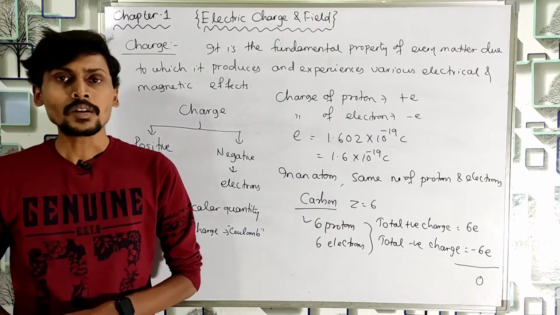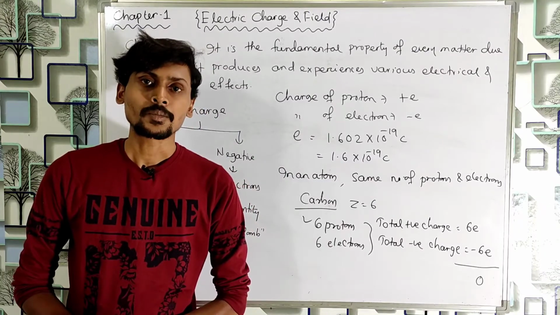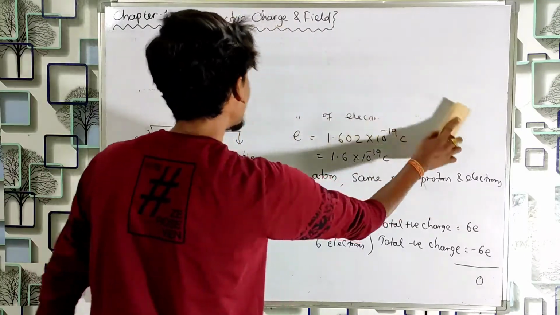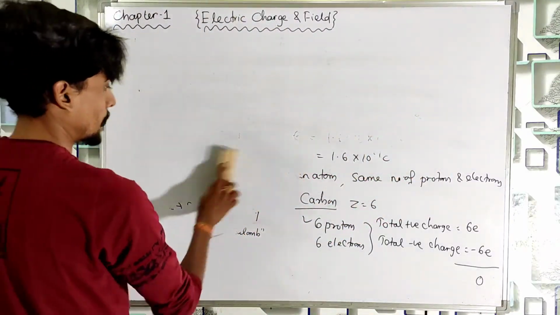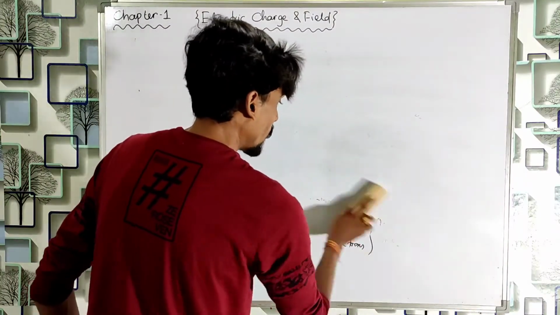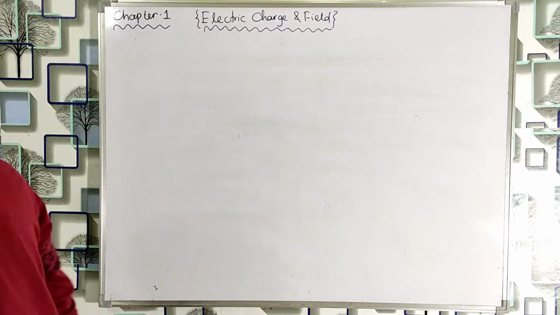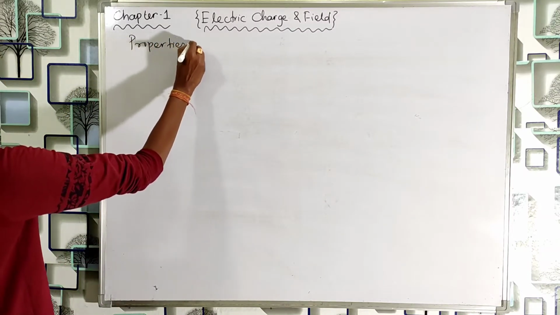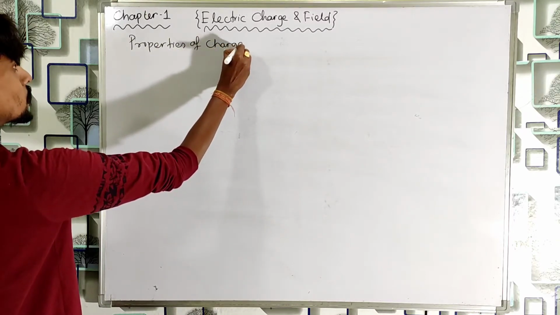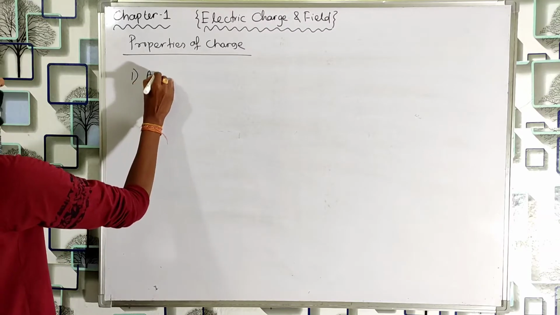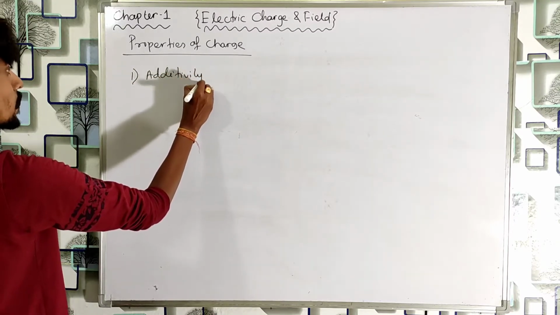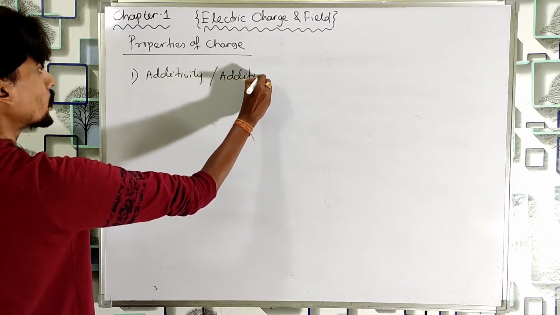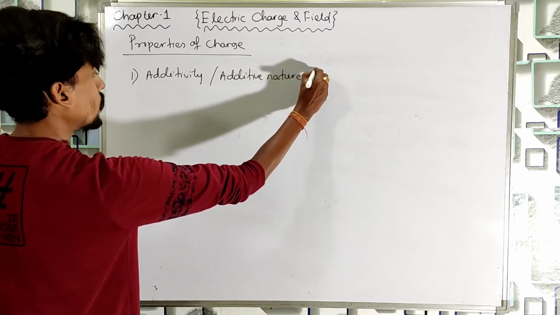Now we will discuss some basic properties of charges, or the fundamental properties of charges. The first property of charge is the additivity, or additive nature, of charge. Properties of charge. The first property is additivity, or you can write, additive nature of charge.